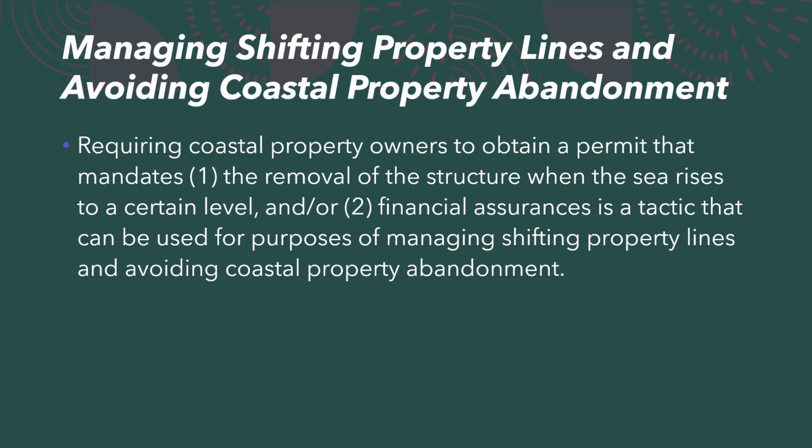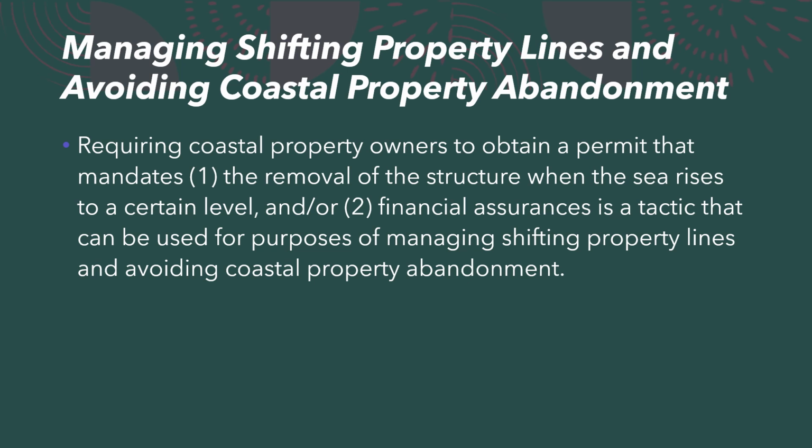Second, requiring coastal property owners to obtain a permit that mandates financial assurances is another tactic that can be used for purposes of managing shifting property lines and avoiding coastal property abandonment. Pursuant to the CZMA, some coastal states may opt to protect their coastlines by including a financial assurance provision in the relevant coastal building permit, which would require the littoral landowner to prove that they can cover the costs of potential damage caused by any development on their land. Similar to the other type of coastal building permit, this type of permit also presents challenges under the takings clause. However, this type of building permit has also notably survived a takings challenge in at least one coastal state.